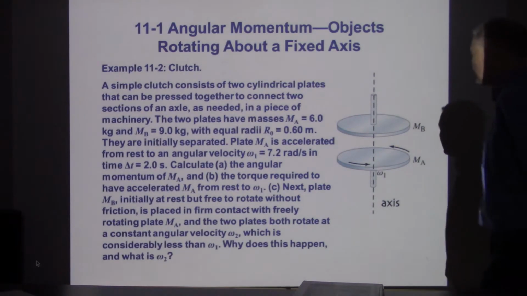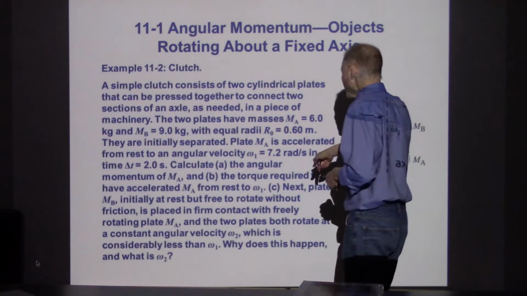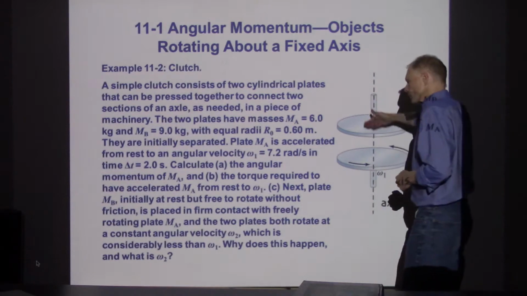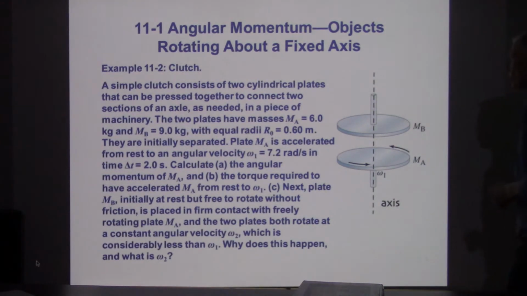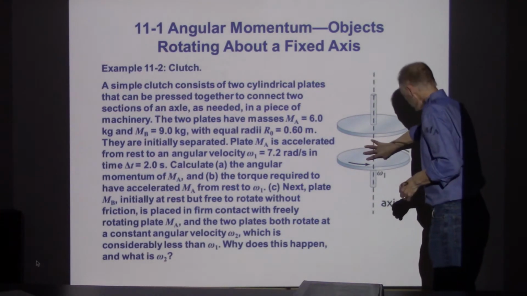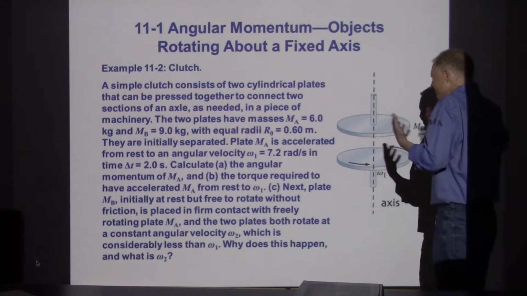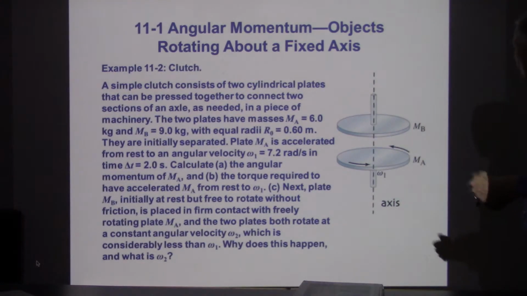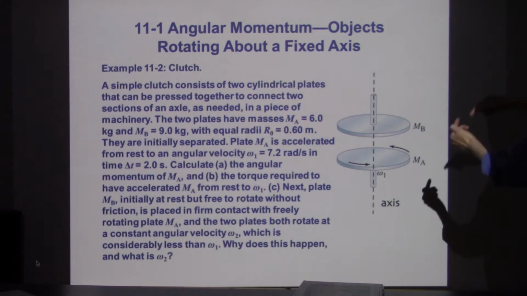And then finally in part C, I hope it's finally, next, plate M, initially at rest and free to rotate, is placed in contact. So there are going to be frictional forces. What's going to happen here is this is brought down in contact with this, and I'm guessing frictional forces or other forces, it's going to eventually be spinning at the same speed.